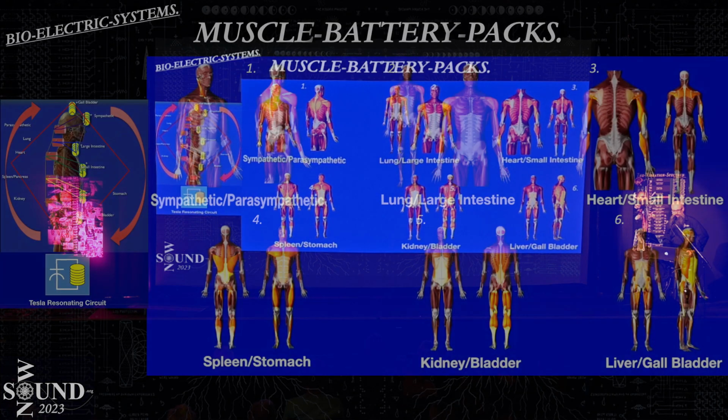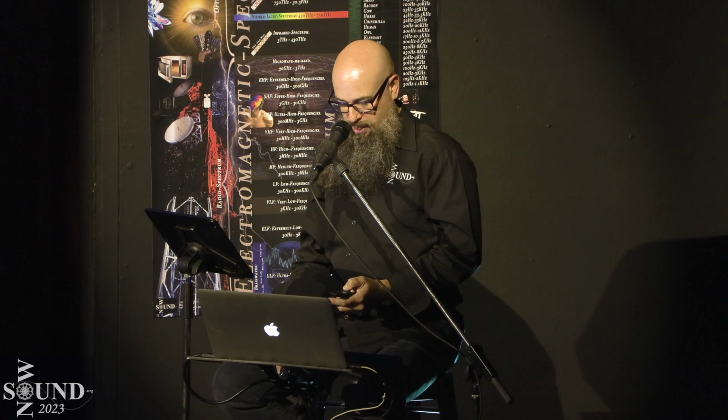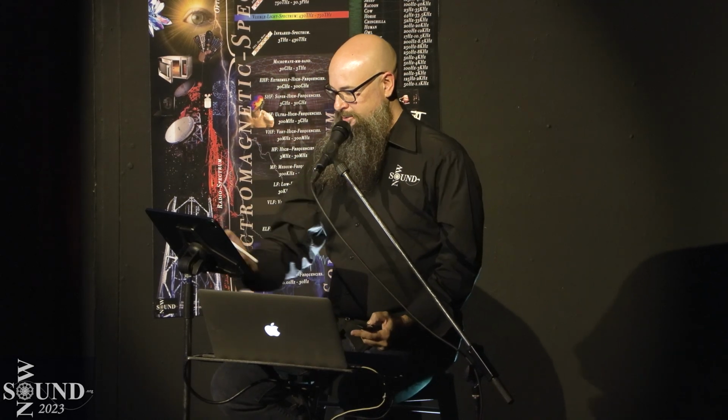Number 1, the sympathetic parasympathetic systems, which are these automatic systems. Like, do I have to think about my heart beating? No. So that's what number 1 does. It just does it, these automatic systems. Or digesting food, you don't have to think about it. And then these work in partnership. So 2 is the lung and the large intestine. 3, heart, small intestine. 4, spleen and stomach. 5, kidney and bladder. 6, liver and gallbladder. And he's mapped these perfectly because you're going to be blown away.